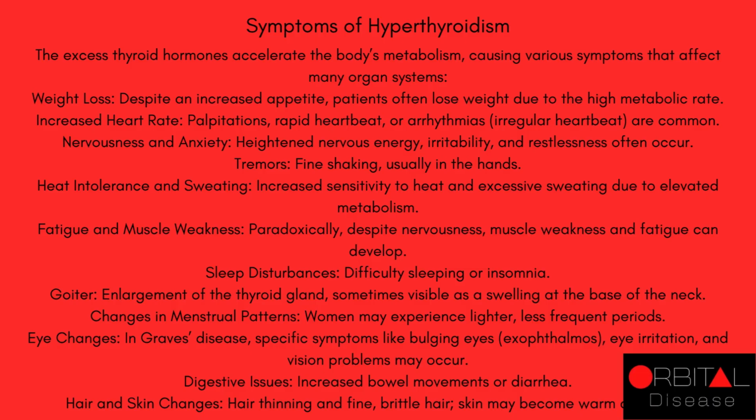Heat intolerance and sweating. Increased sensitivity to heat and excessive sweating due to elevated metabolism. Fatigue and muscle weakness. Paradoxically, despite nervousness, muscle weakness and fatigue can develop. Sleep disturbances, difficulty sleeping or insomnia. Goiter. Enlargement of the thyroid gland, sometimes visible as a swelling at the base of the neck. Changes in menstrual patterns. Women may experience lighter, less frequent periods.